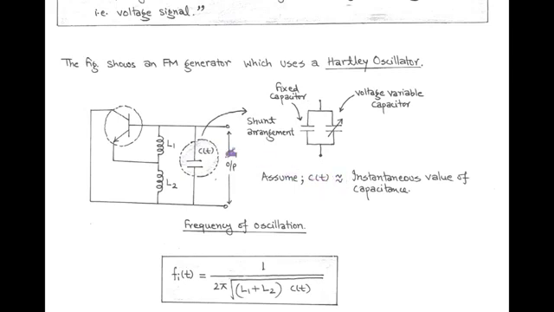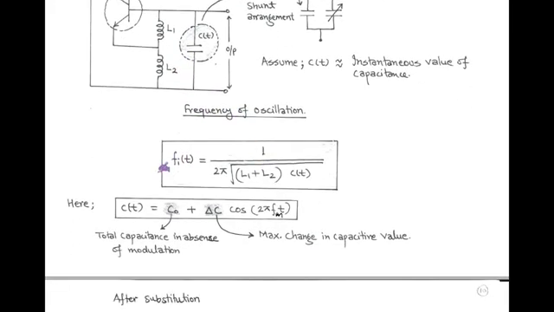And by using this value with L1 and L2, we can determine the frequency of oscillation. Frequency of oscillation can be determined in terms of instantaneous frequency, that is equal to 1 upon 2 pi under root L1 plus L2 into C(t). So here frequency of oscillation is directly used to determine the instantaneous frequency for FM wave, which is equal to 1 upon 2 pi under root L1 plus L2 into C(t). Here C(t) is called instantaneous value of capacitance and it is equal to C0 plus delta C cos 2 pi fm t.